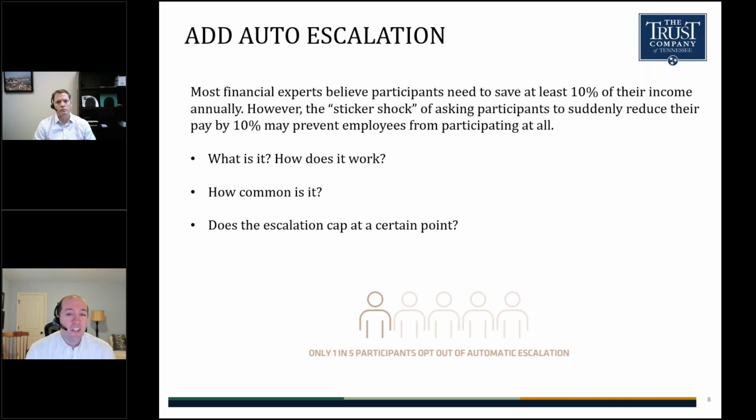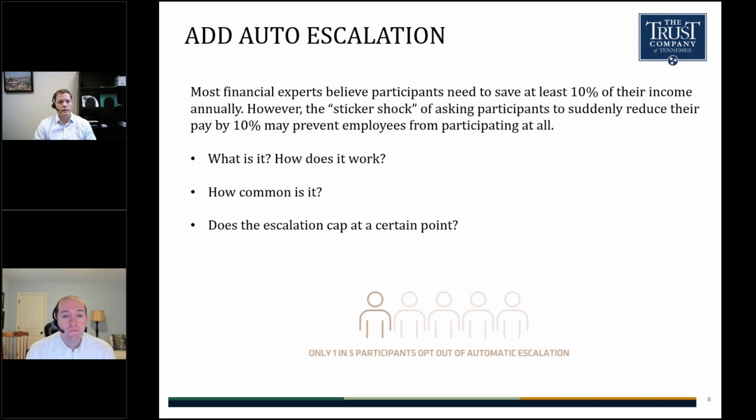So, to avoid that sticker shock of suddenly saving 10% of your pay, maybe you auto enroll people at 3%, give them 1% increases each year, and in just a very short time period, they're able to get pretty close to that 10%. So, Kevin, how often would you say you see this in retirement plans these days?